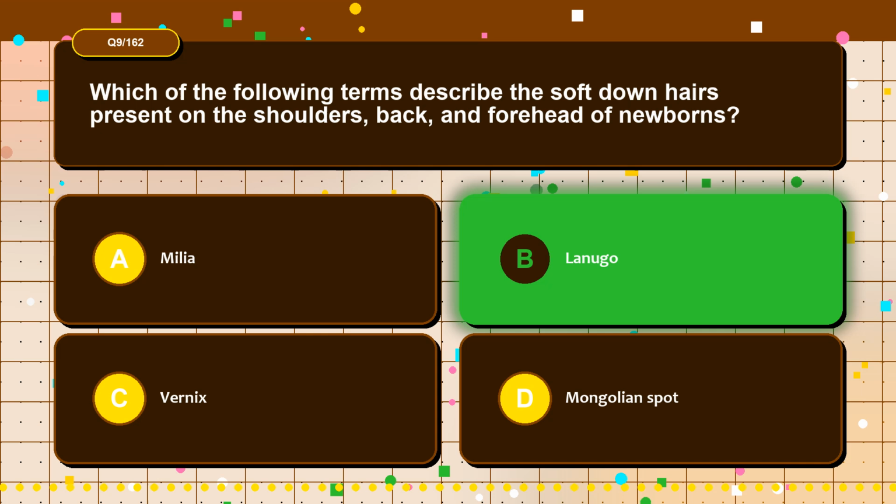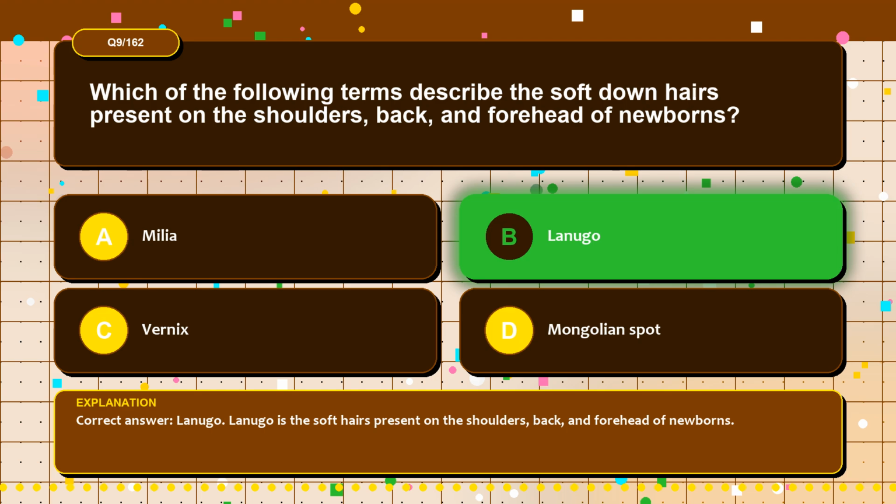The correct answer is option B, lanugo. Lanugo is the soft hairs present on the shoulders, back, and forehead of newborns.